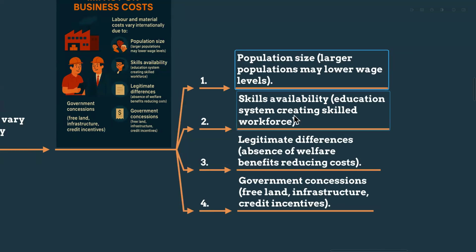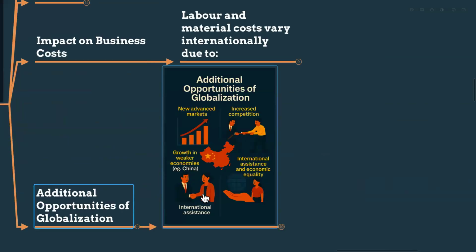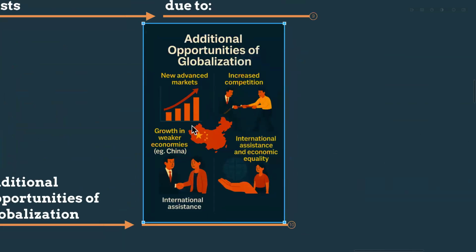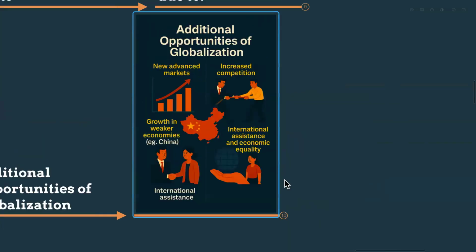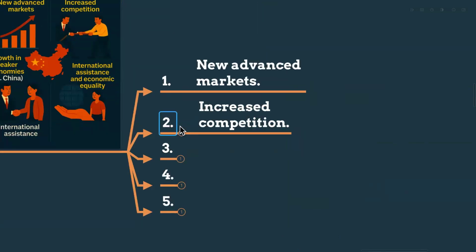They don't have an option. And skills availability: countries with a good education have skilled workers. My dear, Sri Lanka has very well educated English speaking people, very skilled people. At the same time, legislative differences, right? So government concessions will impact the business cost. And additional opportunities of globalization, new advancement in markets, increase the competition, right? So these are the additional benefits, new advanced markets and increased competition.